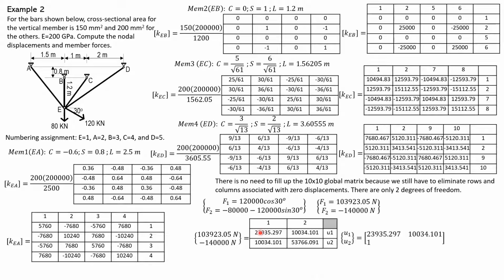So the inverse of this 4 by 4, 2 by 2 matrix, times this force matrix, then U1, U2 can now be solved. So U1, U2 equals, in mm, 5.894594 mm and negative 3.703951 mm.